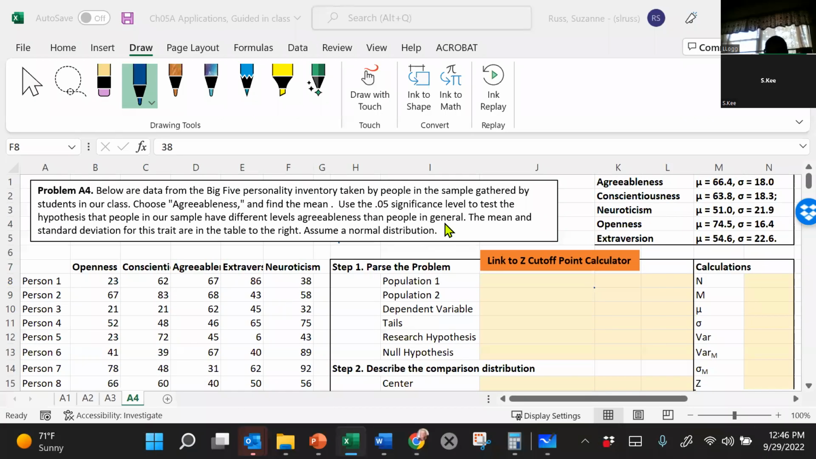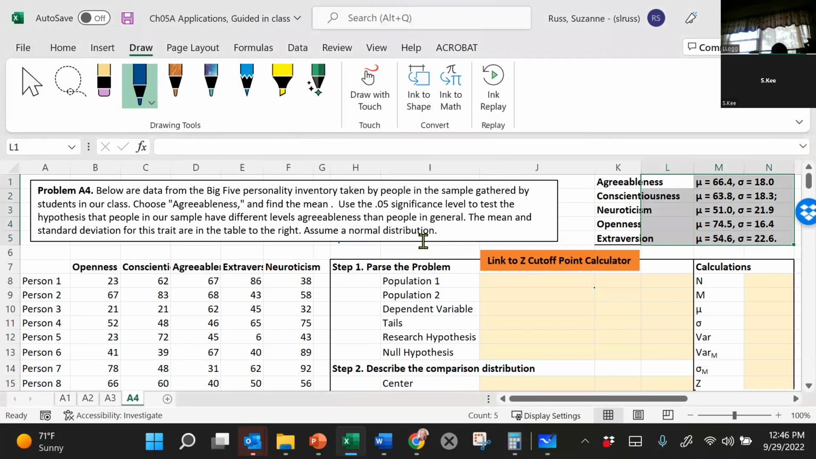The last problem, we're using our own data. These are the data from the Big 5 personality inventory taken by people in the sample, gathered by students in our class. Choose agreeableness, and you're asked to choose any trait you want to in yours and find the mean. And then test the hypothesis using 0.05 that people in our sample have different levels of agreeableness than people in general. Here are the mean and standard deviation for each of the traits. Assume a normal distribution. So let's go ahead and do it.